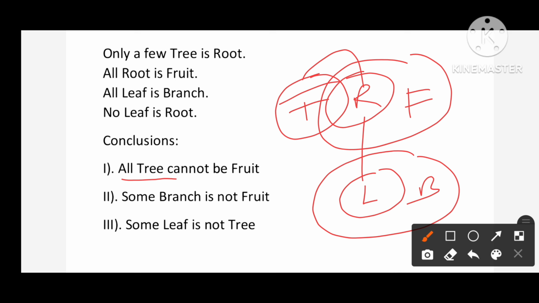Conclusions: all tree cannot be fruit. Can we place all tree inside fruit? It is possible. All case is possible means cannot. Not case will fail.